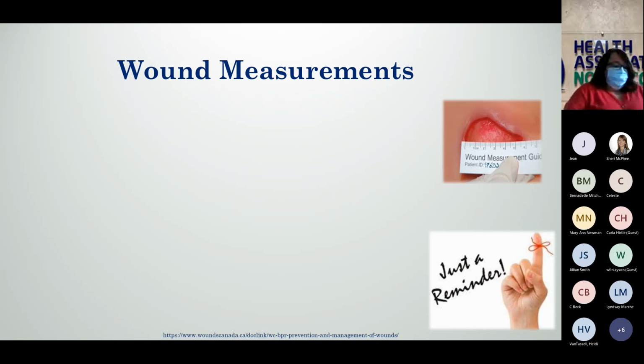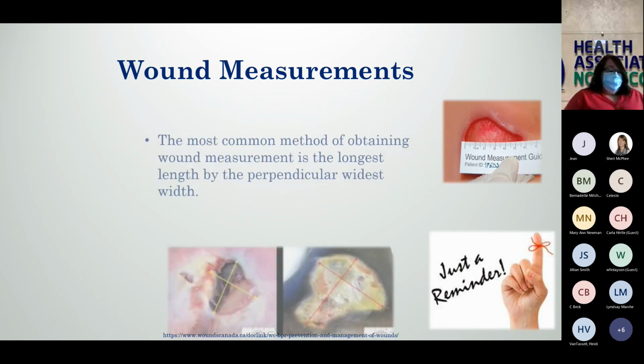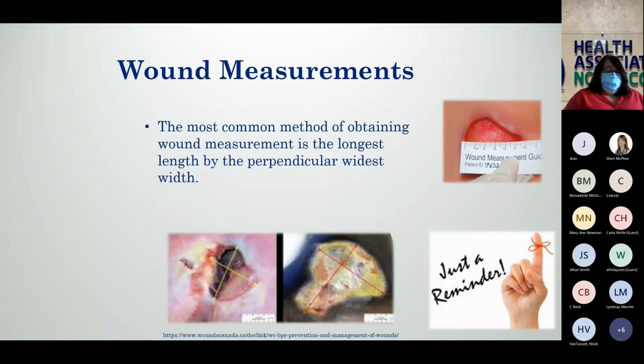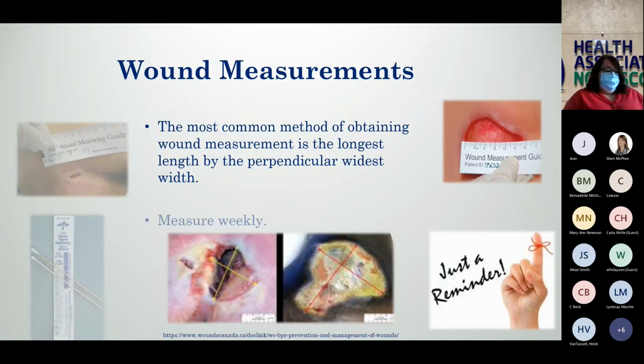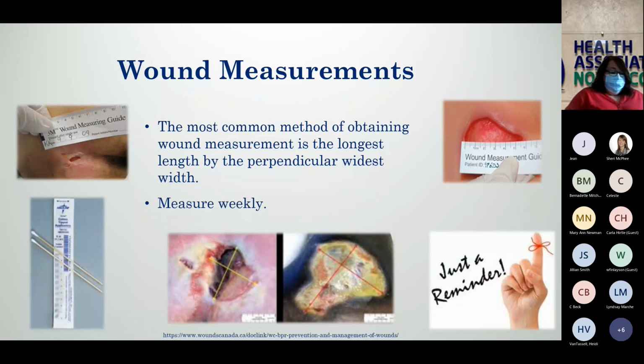Okay. So just some quick notes as a reminder regarding wound measurements. Surface area is measured length times width. The most common method of obtaining wound measurements is the longest length by the perpendicular widest width. Measure wounds at least once per week unless change is noted in the wound bed, and you will likely need a cotton tip applicator and a ruler.